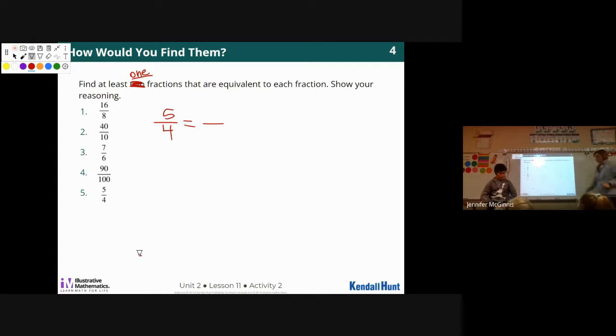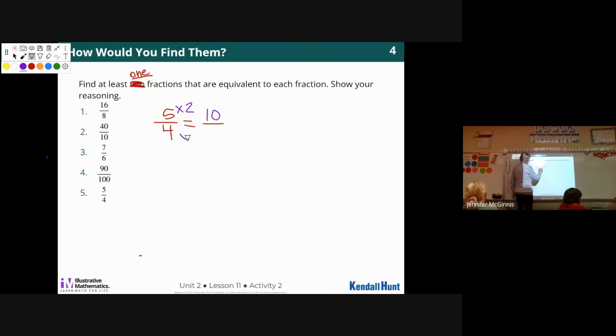All right, so here's a couple ways we could do this. 5/4. Can we do any kind of division with 5/4? We can't do any kind of division with 5/4 because 5 divided by 1 equals 5. We can't do 1. So we could do multiplication here, Bobby. What do you want to do? Times it by 2. 5 times 2 is? 10.